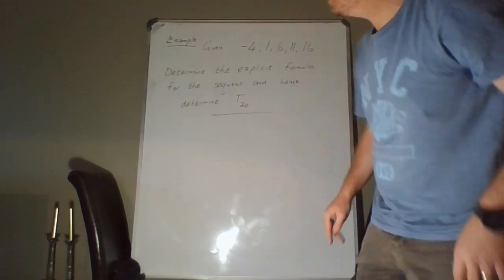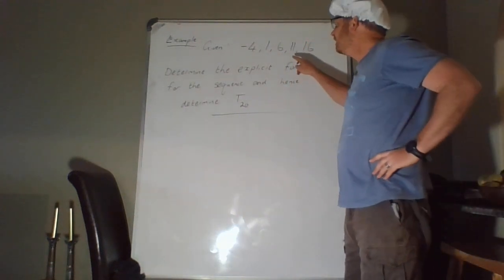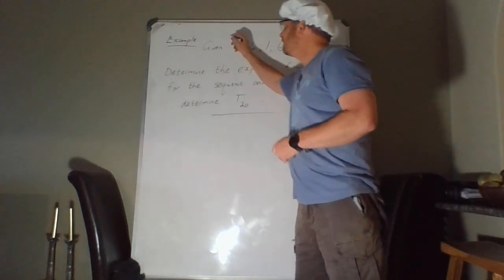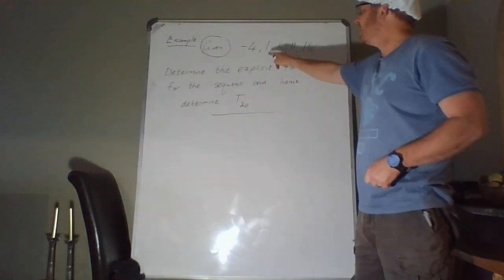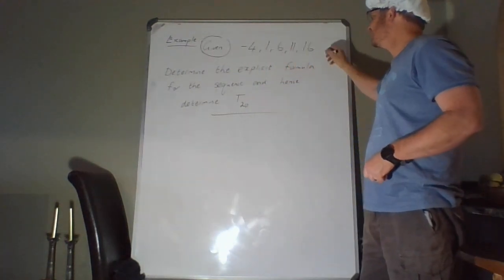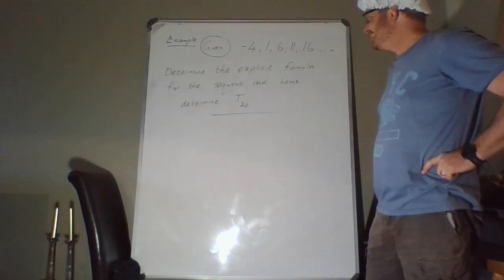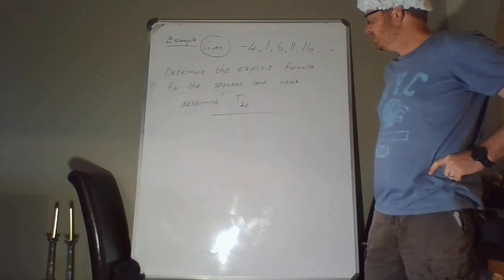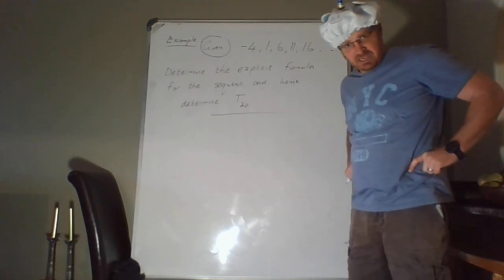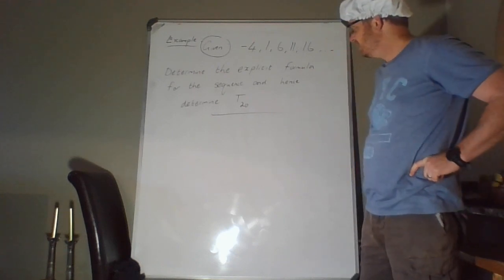Hey, people, try this one by yourself. You're given the sequence minus 4, 1, 6, 11, 16, going on forever in that fashion. And the question says, determine the explicit formula for the sequence and hence determine T20. Right, give it a go.